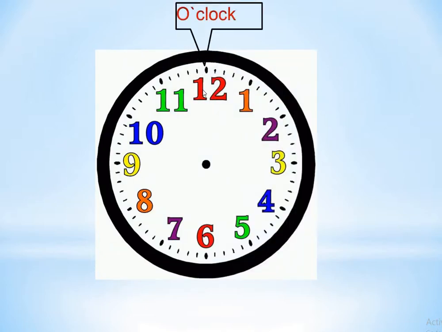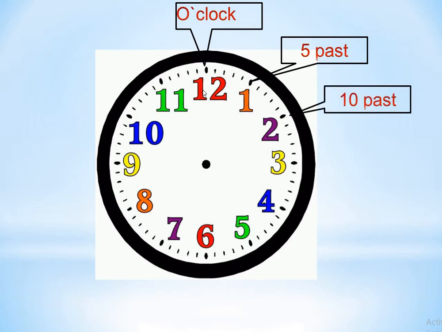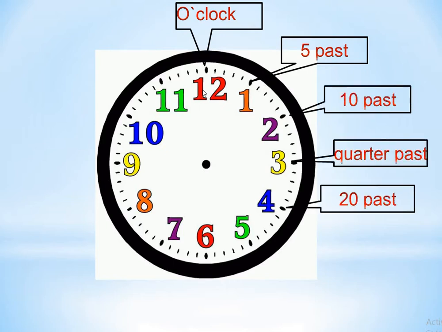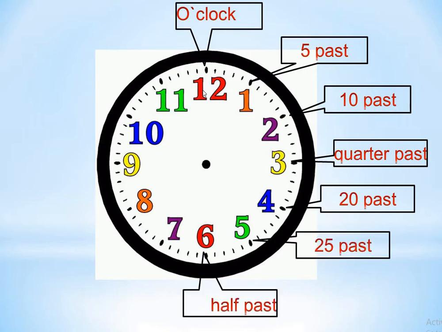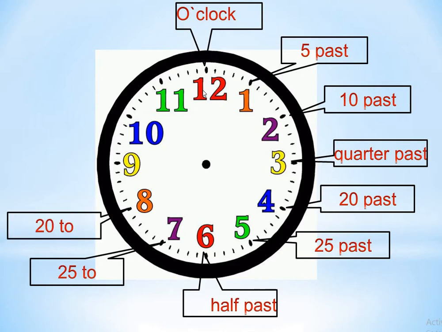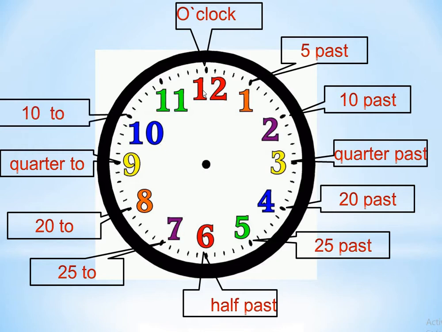Longhand stands on 12, it's o'clock. When it stands on 1, it's 5 past. 10 past, quarter past, 20 past, 25 past, half past. We will move to "to". It will be 25 to, 20 to, quarter to, 10 to, and 5 to.